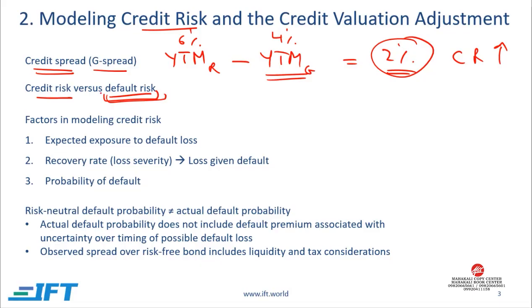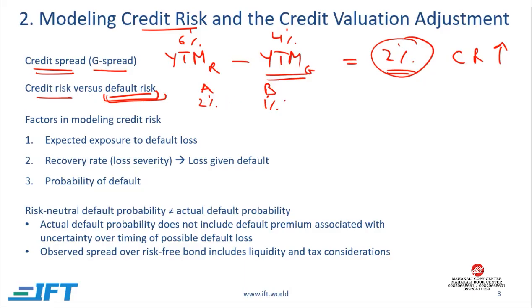Now to illustrate the distinction, let's say we have two bonds A and B. It is possible that A has a higher default risk but a lower credit risk. And that might be because A has substantial collateral. So let's say that A's default risk is 2%, whereas B has a default risk of 1%. But A has a lot of collateral. So if there is a default, the loss will be very little.